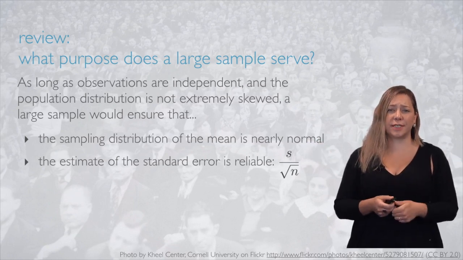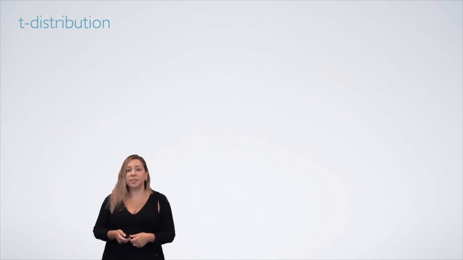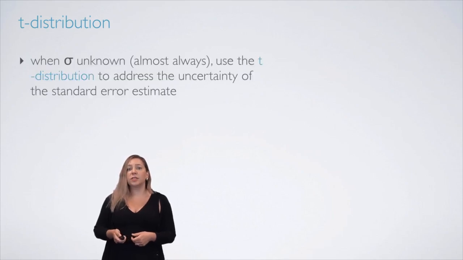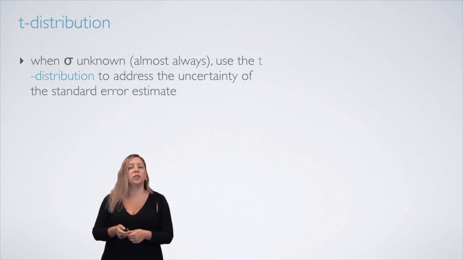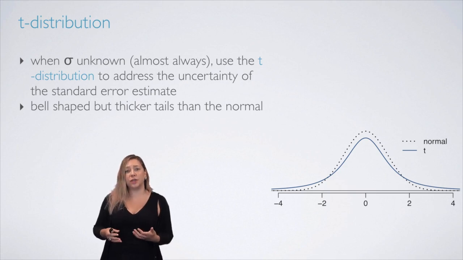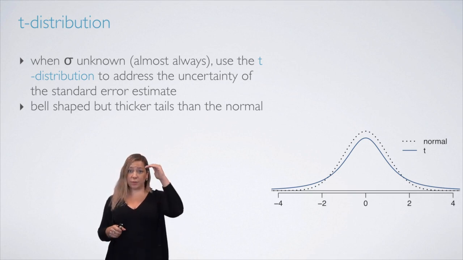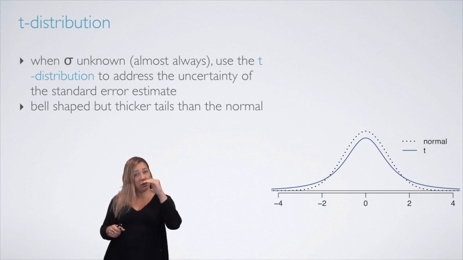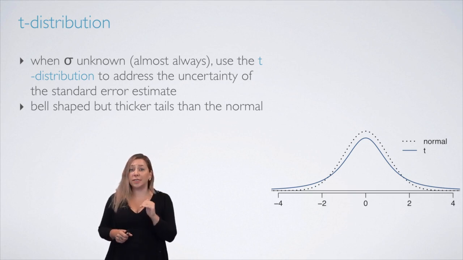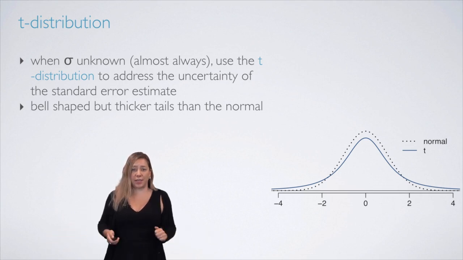The uncertainty of the standard error estimate is addressed by using the t-distribution. This distribution also has a bell shape, so it's unimodal and symmetric, and it looks a lot like the normal distribution. However, its tails are thicker. Comparing the normal and t-distributions visually is the best way to understand what we mean by thick tails. Notice that the peak of the t-distribution doesn't go as high as the peak of the normal distribution. In other words, the t-distribution is somewhat squished in the middle, and the additional area is added to the tails.